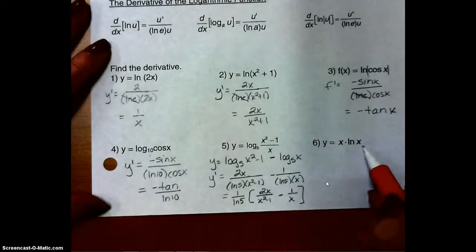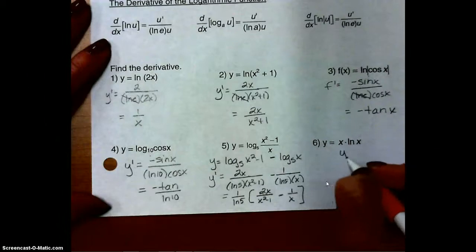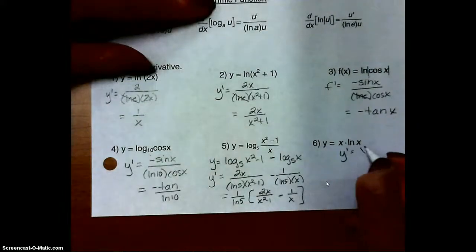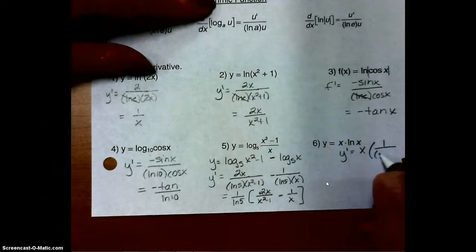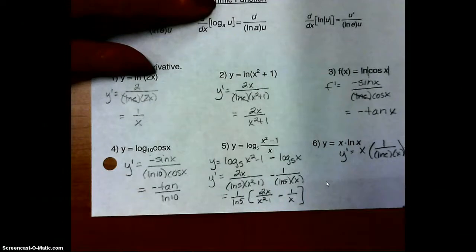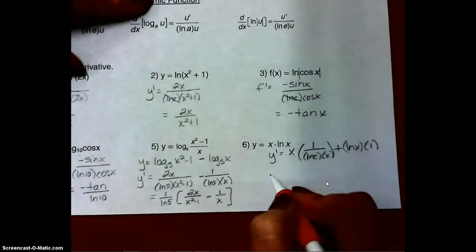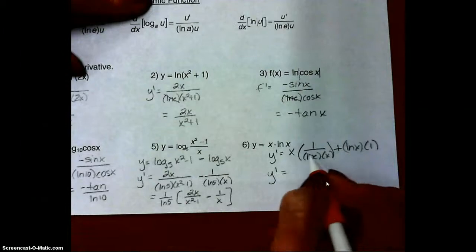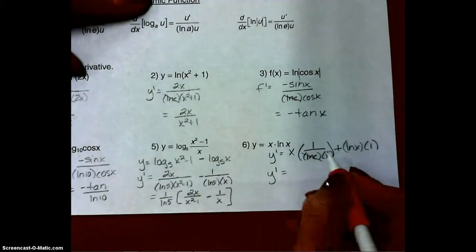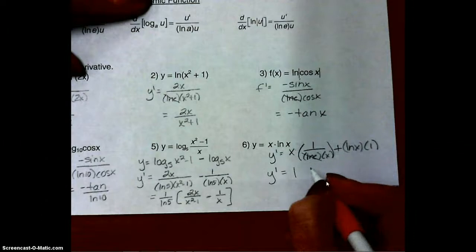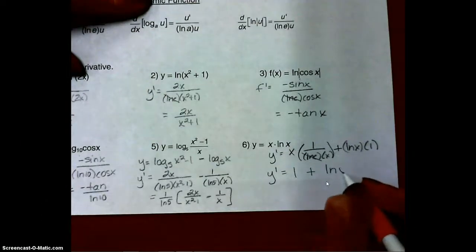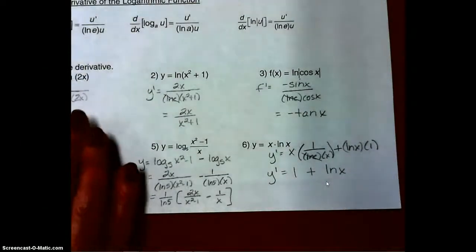Over here, I've got a product rule with my logs. So y prime, it's the first times the derivative of the second plus the second times the derivative of the first. So then y prime equals my natural log of e reduces, x over x is going to reduce to 1, so the answer is 1 plus ln of x. Okay.